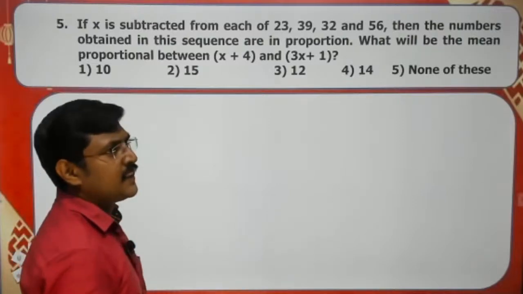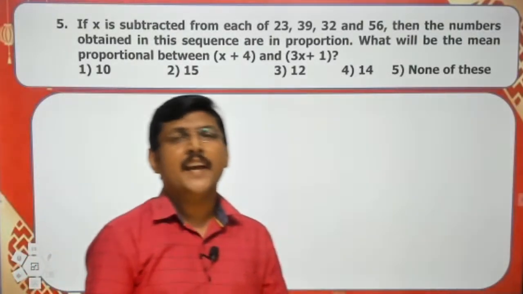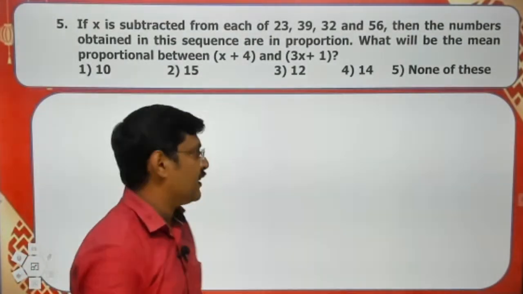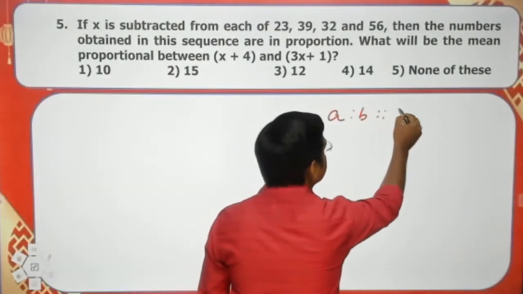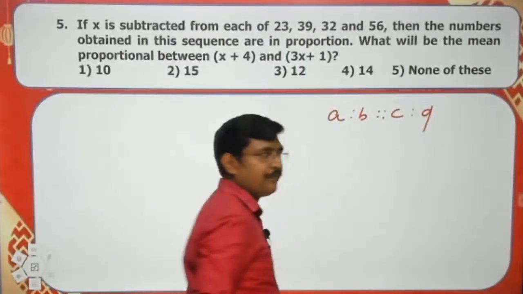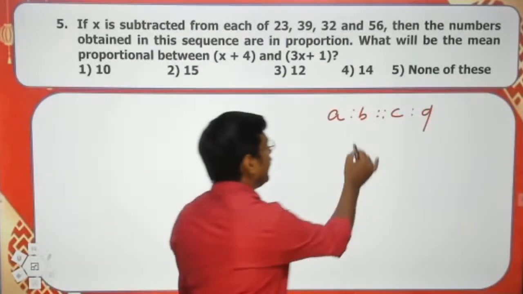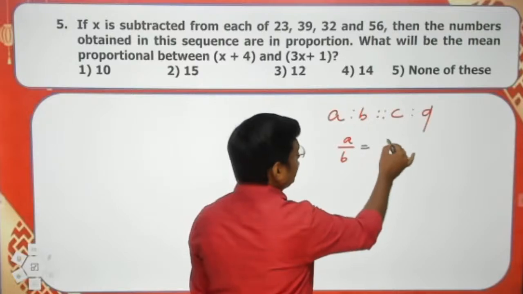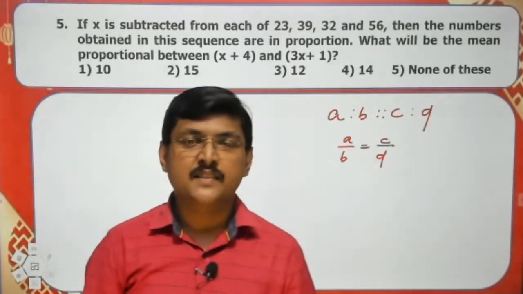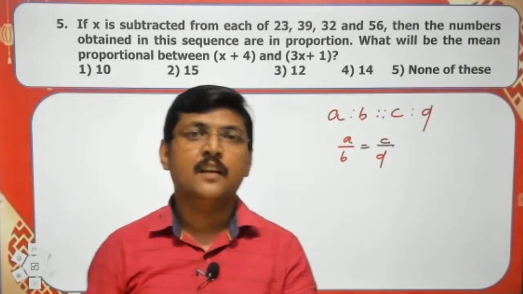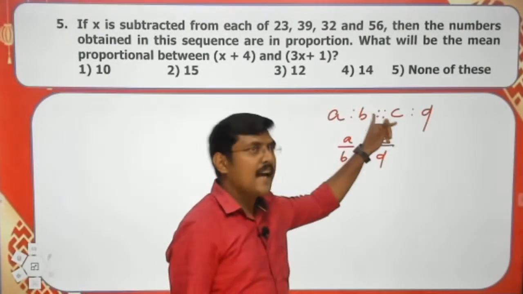If we consider 4 values A, B, C and D, if they are proportional, we say A is to B as C is to D, or we can say that A by B is equal to C by D. If A, B, C and D are proportional, then A is to B as C is to D.